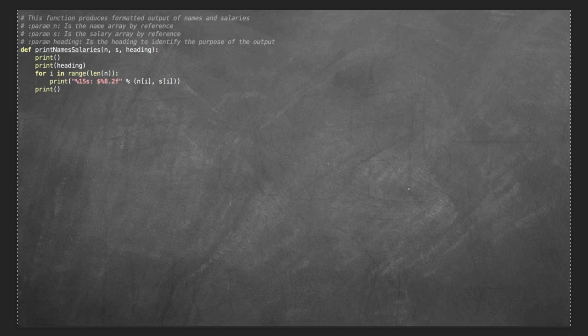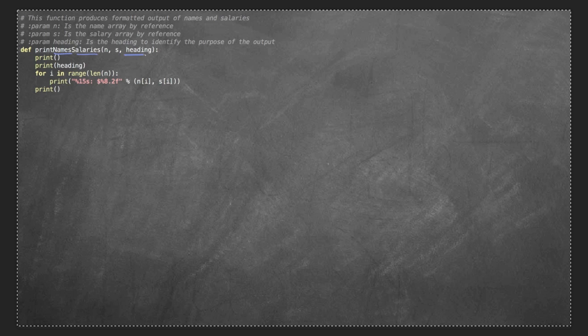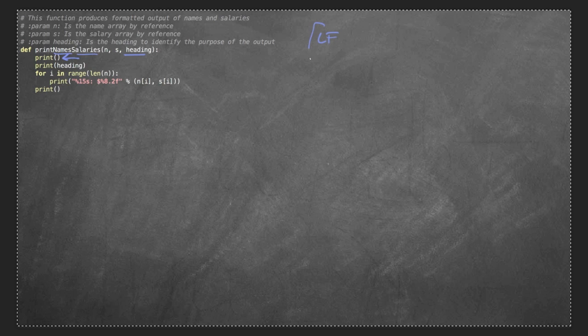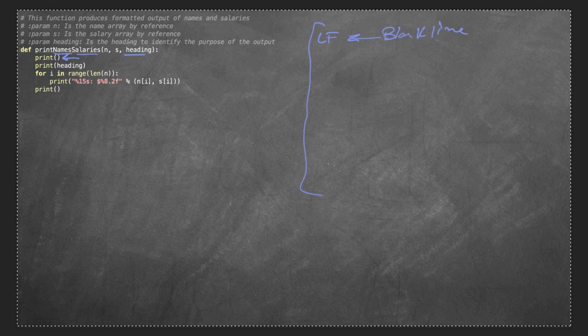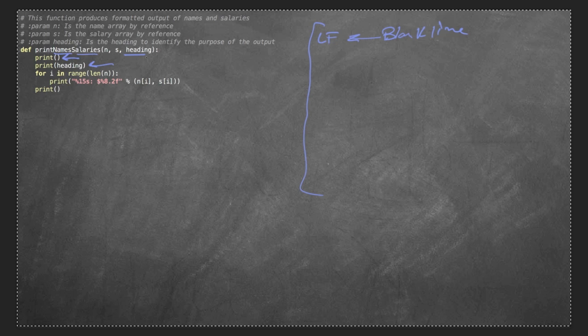Once we get the data into the arrays, then the next step is to print the names and the salaries for all the people using a particular format. So what I did here was I created a function that does exactly that. It prints names and it prints salaries, and it also includes a little heading. So the first thing that I did was just simply a print, and what that resulted in was a line feed. So if this is my screen, I just now printed a line feed or a blank line. And then the next thing that it's going to do is it's going to print whatever was passed into heading. It might be unsorted, it might be sorted, but heading.